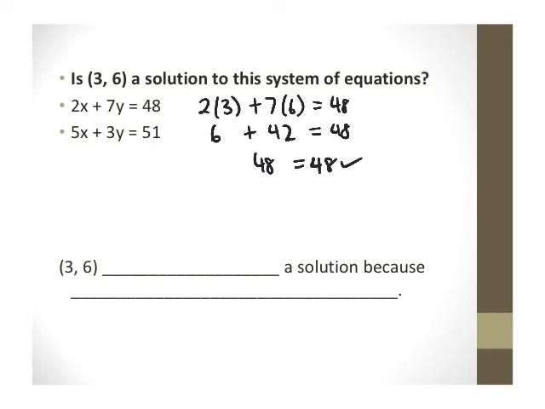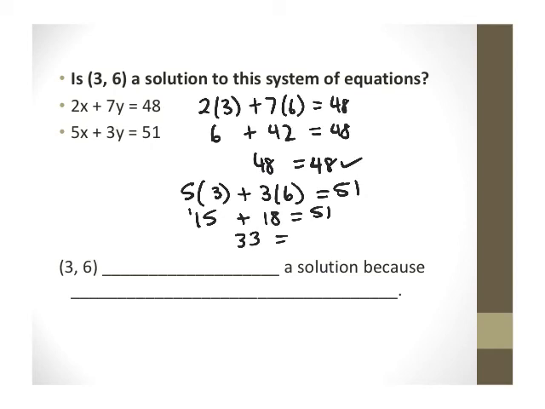So 3, 6 is a solution for the first equation. Okay. Then we try 5x plus 3y. So 5 times 3 plus 3 times 6 equals 51. 5 times 3 is 15. 3 times 6 is 18. Is that equal to 51? 15 plus 18 is 33. That is not equal to 51, okay?